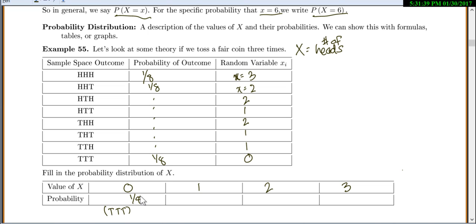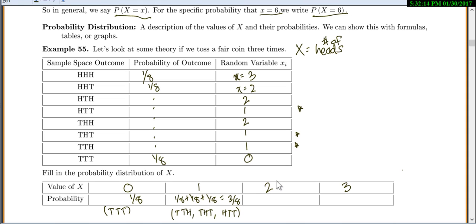But if I wanted to get 1 head, how can you get 1 head? Notice I am saying ors here, so we should be adding probabilities. Head, tail, tail, or tail, head, tail, or tail, tail, head. Those are all options that give me 1 head. And so I'd have 1/8 plus 1/8 plus 1/8, or 3/8. So getting 1 head is more likely than getting 0 heads.